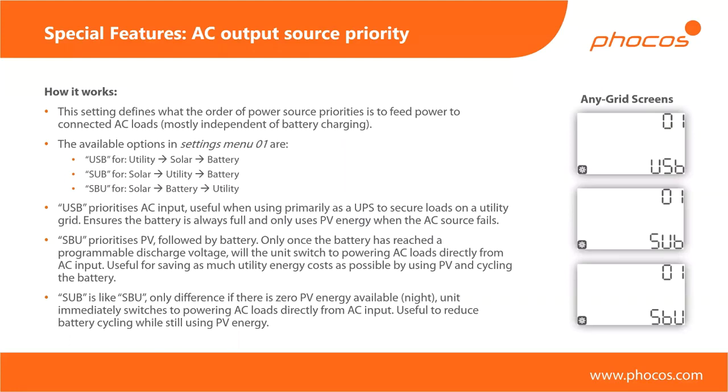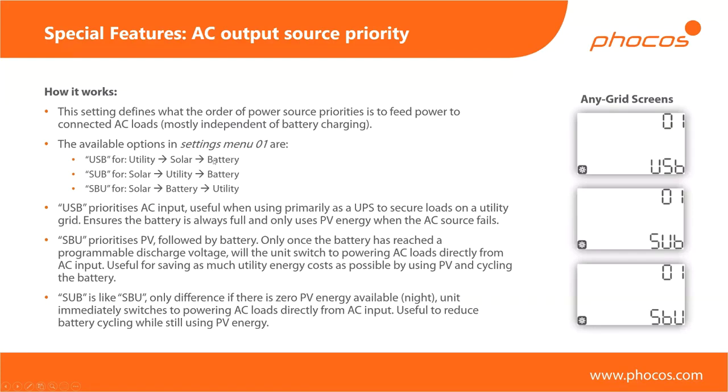So the AC output source priority, I think, needs some explanation for you to grasp how this unit is deciding on the various priorities. So we have 3 options which are listed here. We have USB, SUB, and SBU. And those acronyms stand for the order of the priority. So we have utility solar battery, then we have solar utility battery, and then we have solar battery utility.